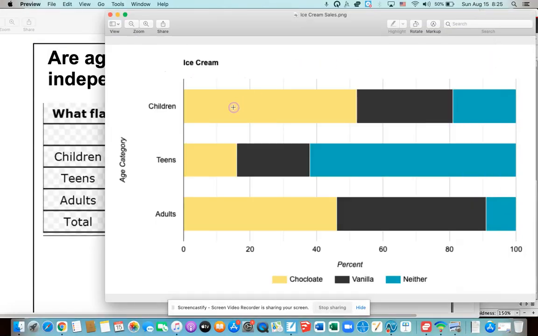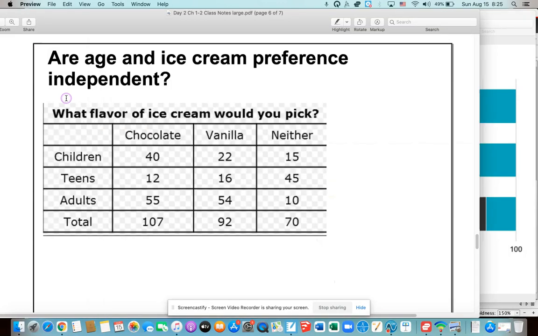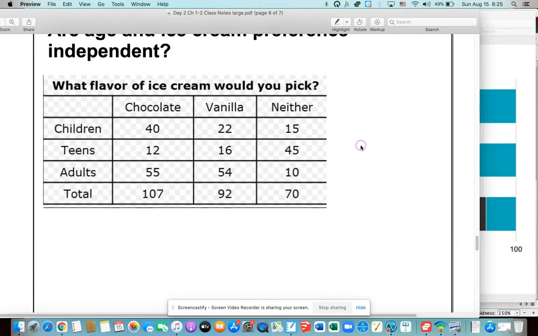There is an association. Let me word it a little differently. The flavor of ice cream that people like depends on what age category they're in, whether they're a child, a teen, or an adult. If you're a child, your preference for ice cream flavor is different than a teen or an adult. So the ice cream flavor choice depends on what you are. So it's dependent, it's not independent, which means there is an association. Sorry if I messed you up in the beginning there. Okay, all right, let's move on.